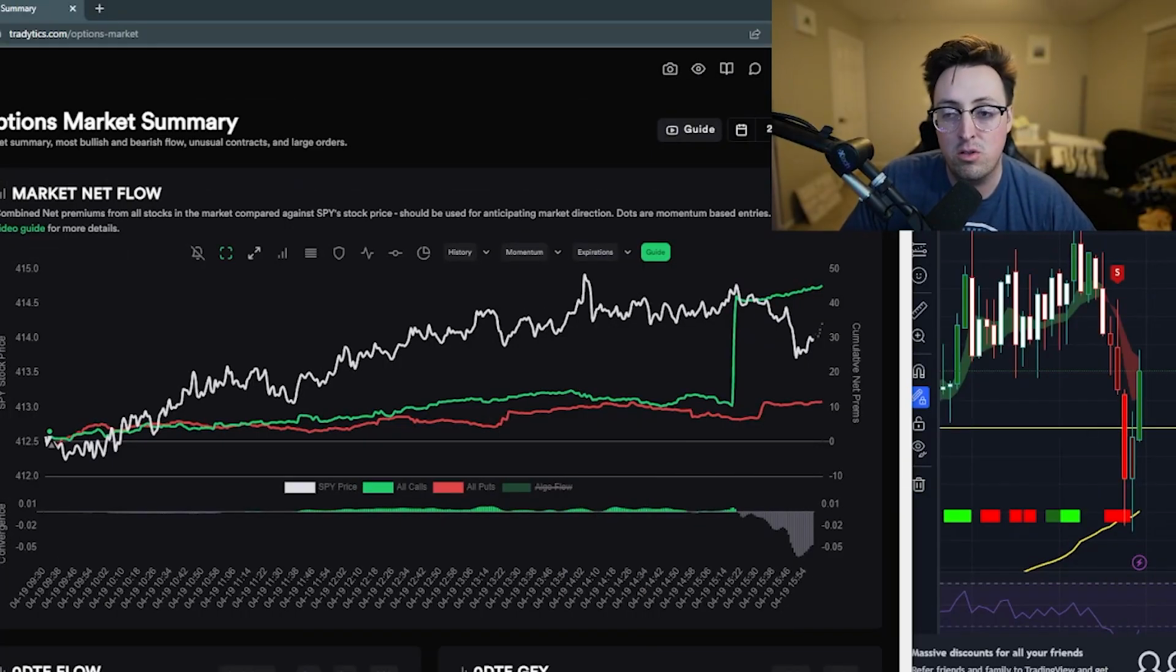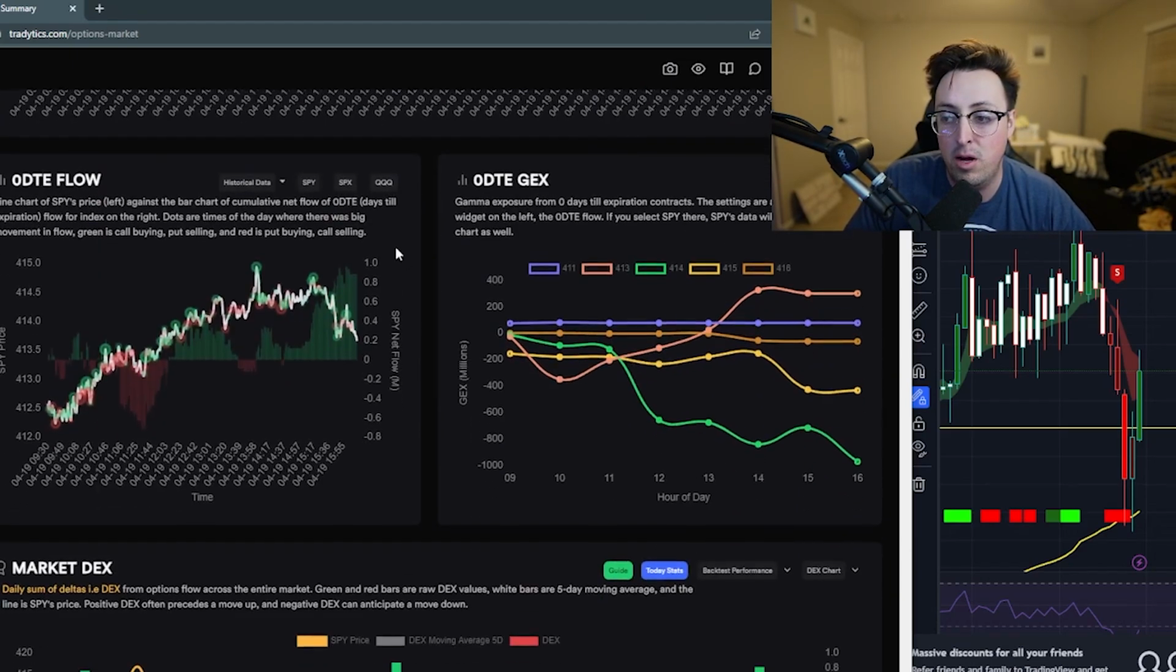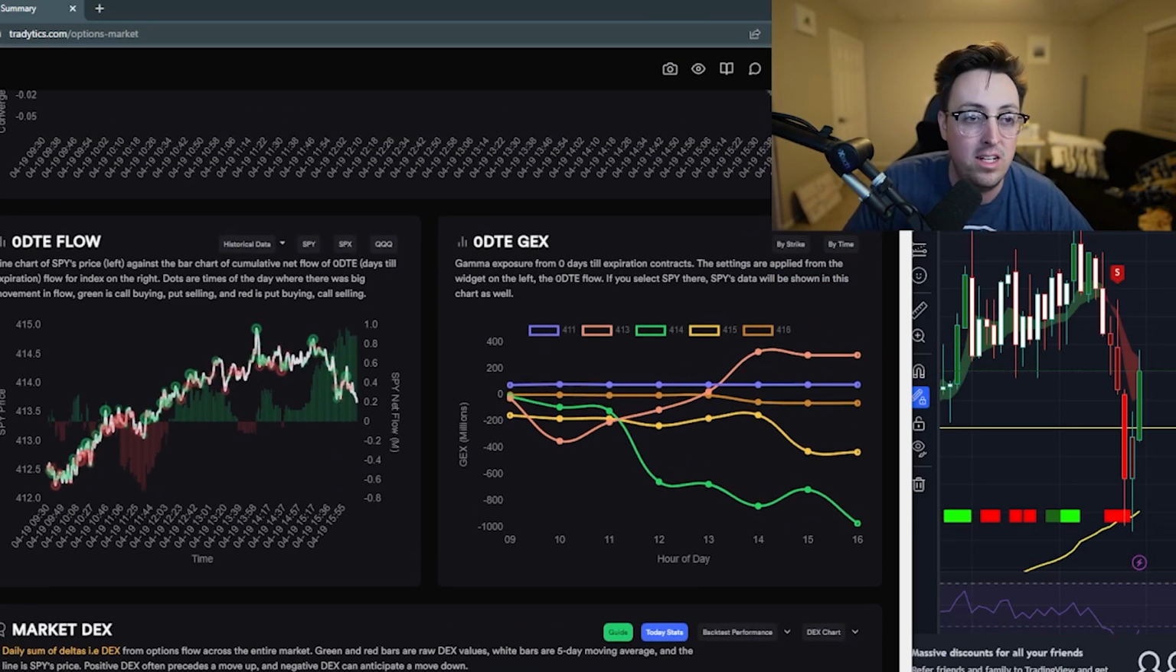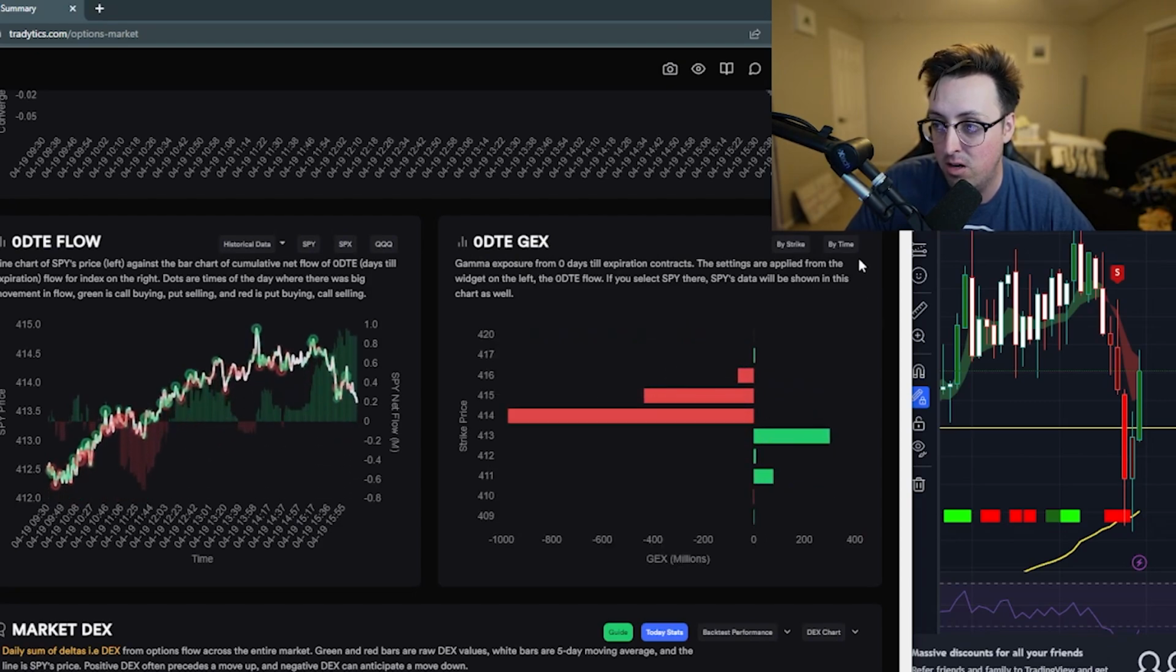All right, guys, so this is just market net flow. This isn't what we're going to be talking about today. Actually, we're going to be talking about this down here, the 0DTE GEX levels, gamma exposure levels. These have been freaking amazing. I've been able to plot my support and resistance levels that I think they will get to, and I'll explain what these lines mean, as well as the bars here.